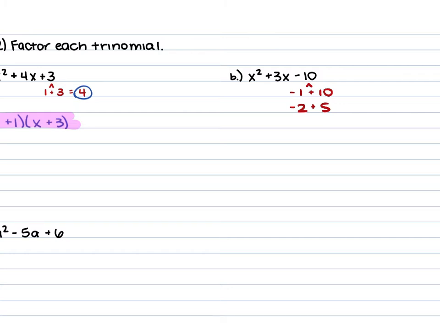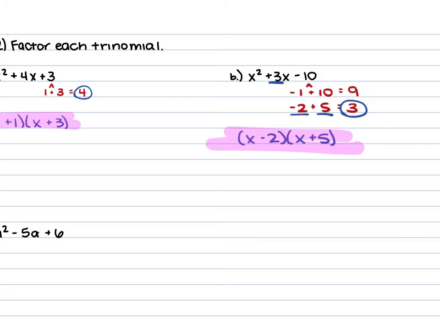positive 3. The negative 1 plus 10 is 9. Negative 2 plus 5 is 3. We're looking for a 3. We have a 3. So that negative 2 and that positive 5 are our factors that we're going to use when we separate this. So we're going to have x minus 2 times x plus 5.